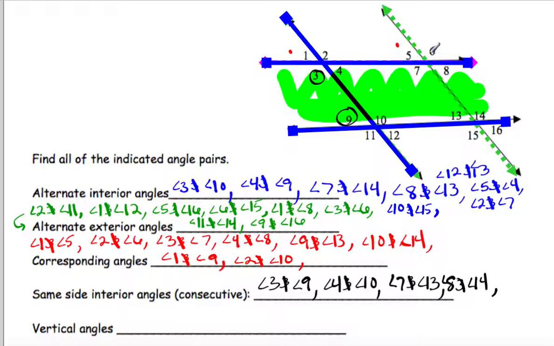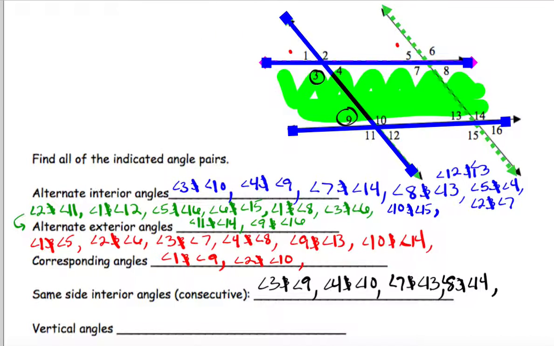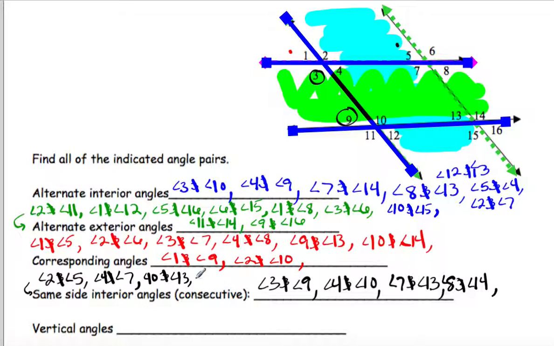Now we can turn this around and we can be talking about the interior that goes this direction in the teal. And if we're talking about that particular interior with its transversals, then you would have angle 2 and angle 5 would be a pair. 4 and 7 would be a pair. 10 and 13, and 12 and 15.